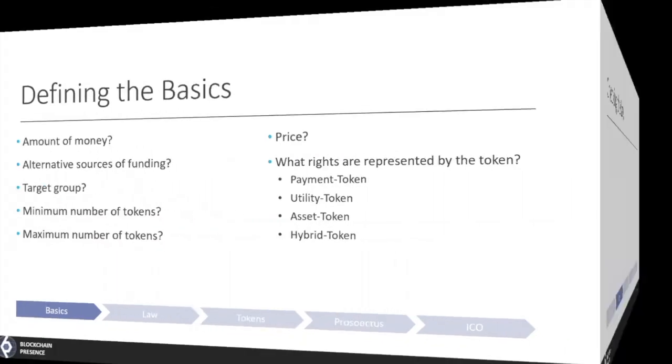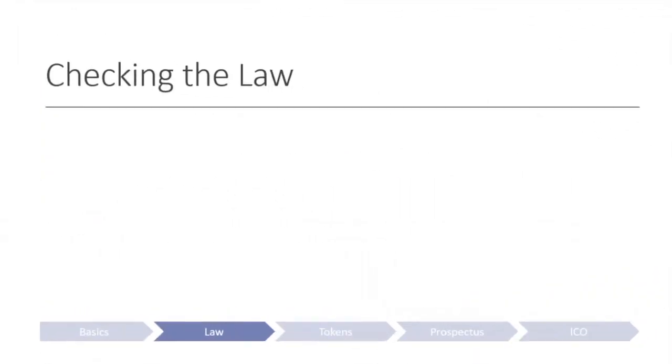Now, in the second step, we need to thoroughly check what legal consequences emerge from such a classification. It cannot be stressed enough that this step should be done very carefully, as the success of an ICO is heavily dependent on a serious legal evaluation.